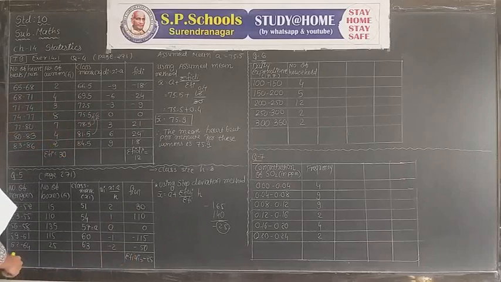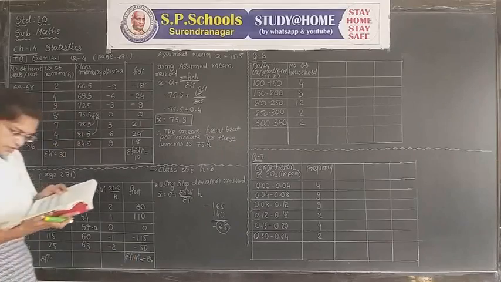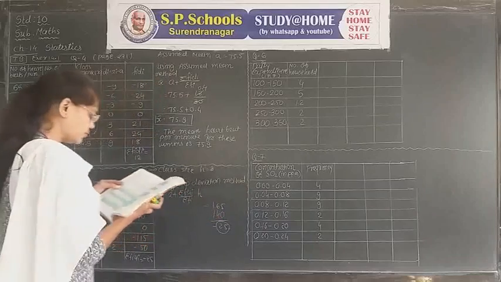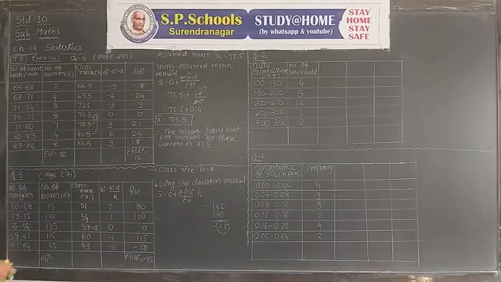Okay, done. Now the number of boxes, which is sigma fi. See the question, if it is given. No, in the question the total number of boxes is not given, so we have to add it.